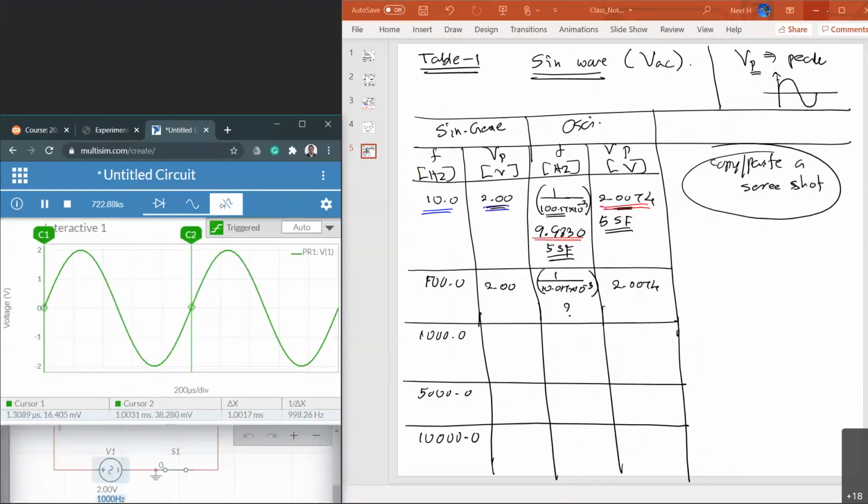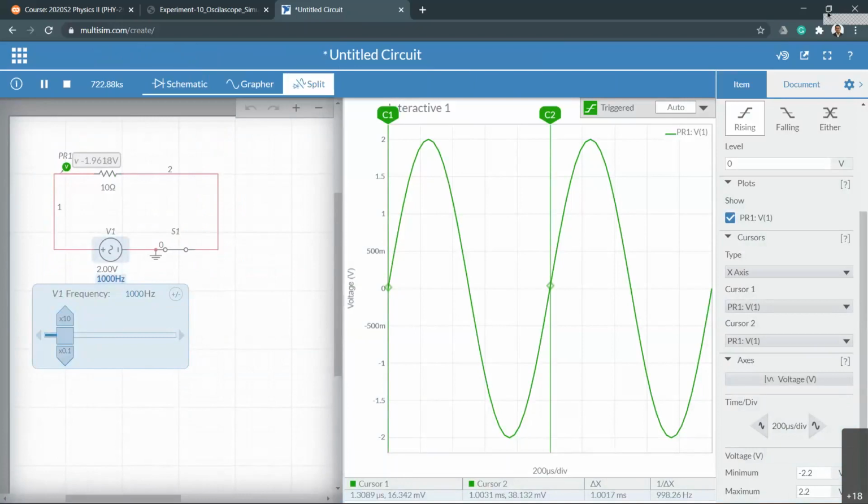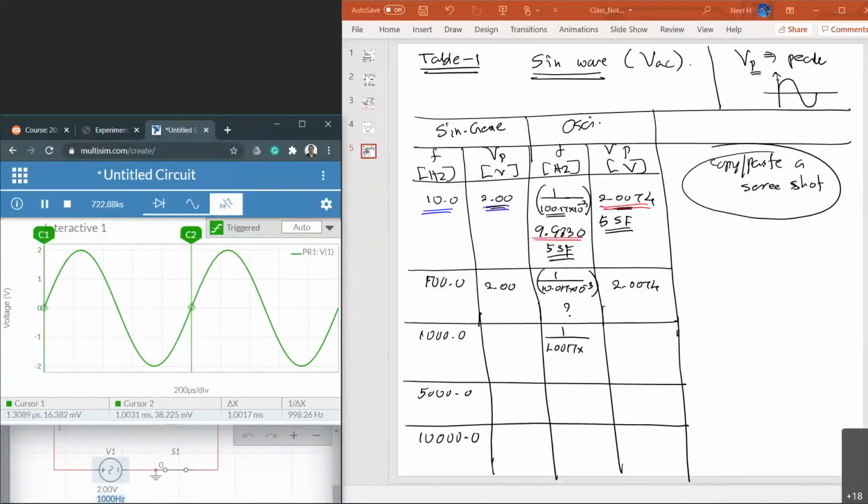So I have right here 1 over 1.0017, but not milli. Instead, you have to use 200 microsecond per division. Okay, so that's the right one. Make sense? Follow me?